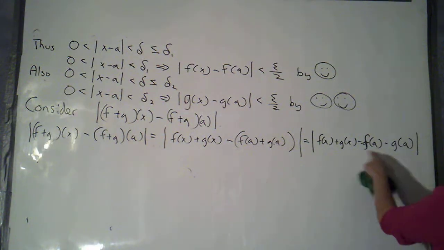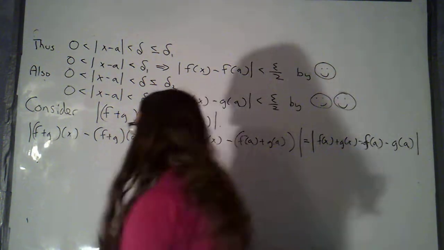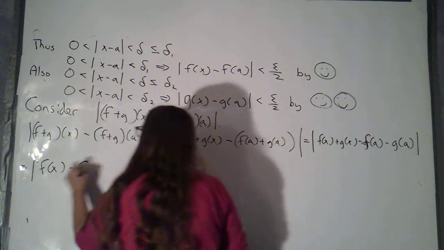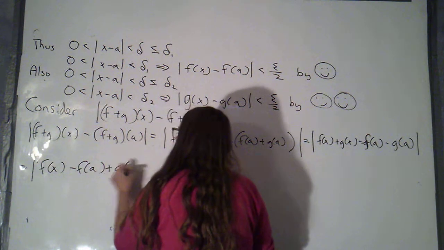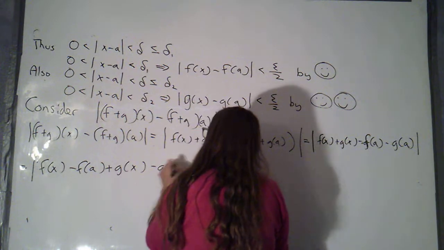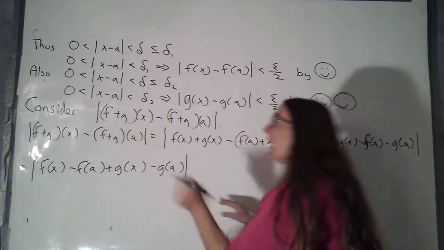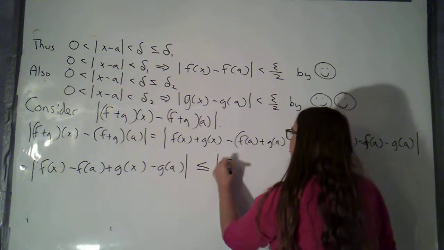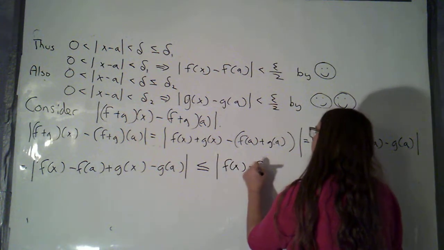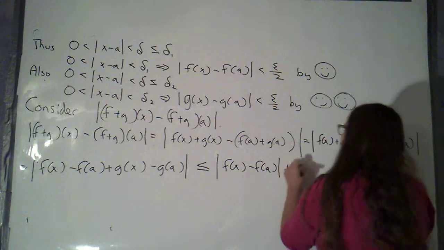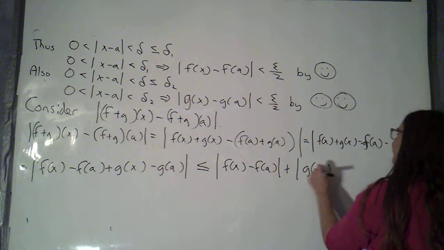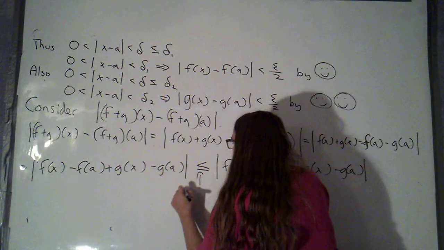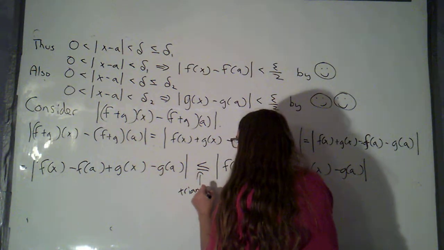Switching the order of the terms, just to rearrange them. Again, I'm going to switch the order of these two pieces. So that's equal to the absolute value of f of x minus f of a plus g of x minus g of a. And here's where we use our triangle inequality. That's less than or equal to the absolute value of f of x minus f of a plus the absolute value of g of x minus g of a. So that was our triangle inequality.